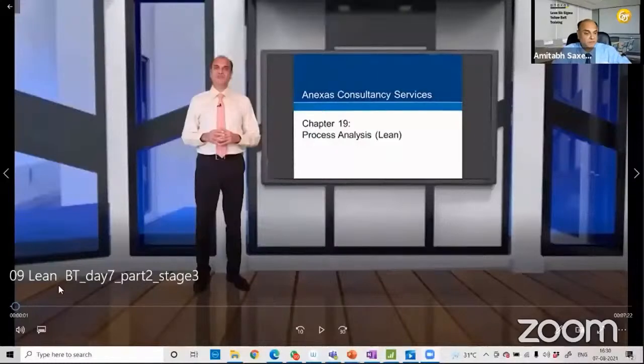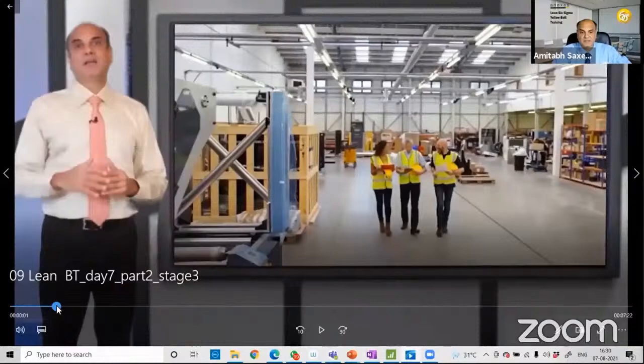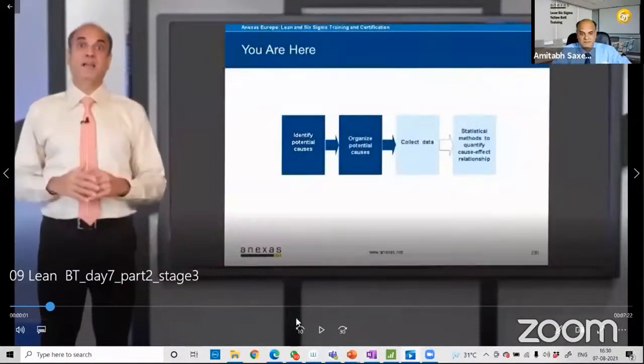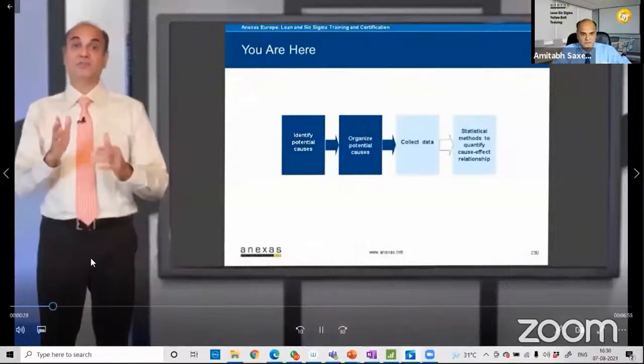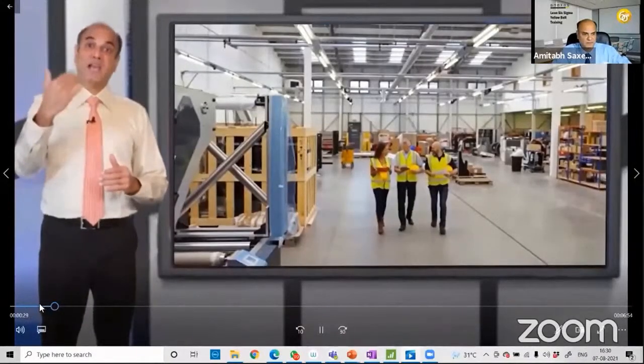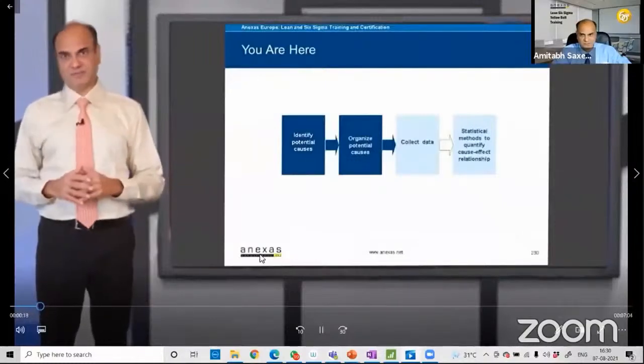Okay, so now here we go. This means go where the action is, go to the place of action. Use the non-value added steps as much as possible.